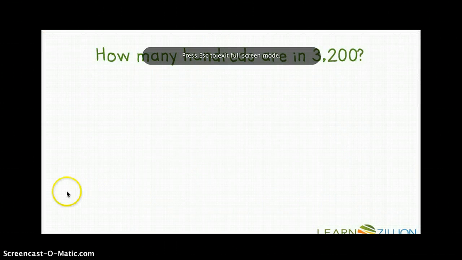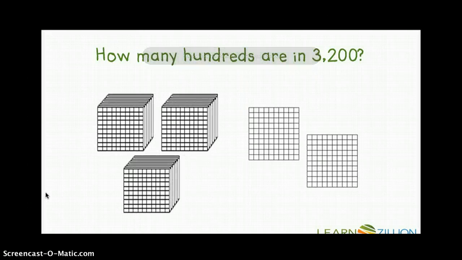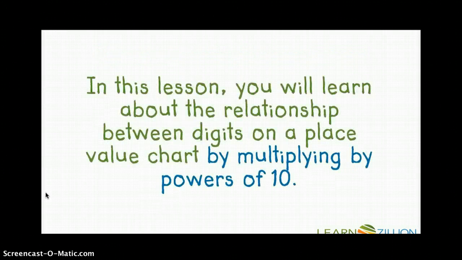How many hundreds are in 3,200? In this lesson, you will learn about the relationship between digits on a place value chart by multiplying by powers of 10.